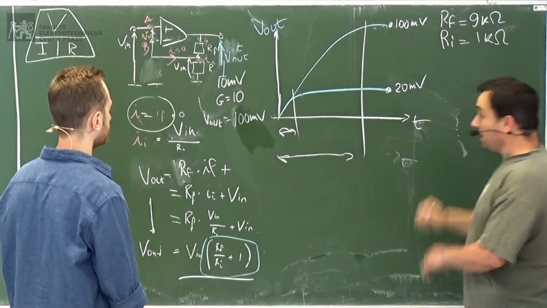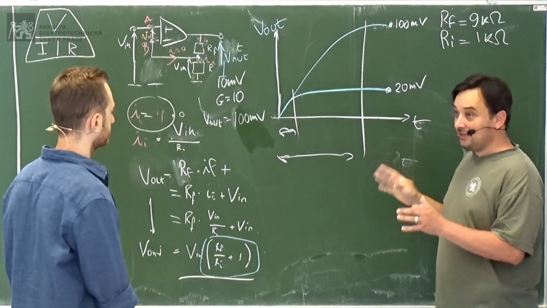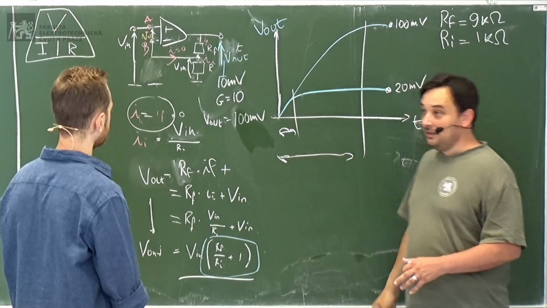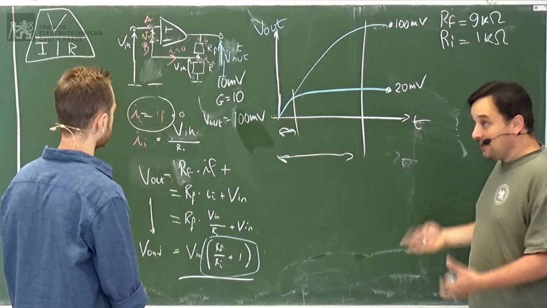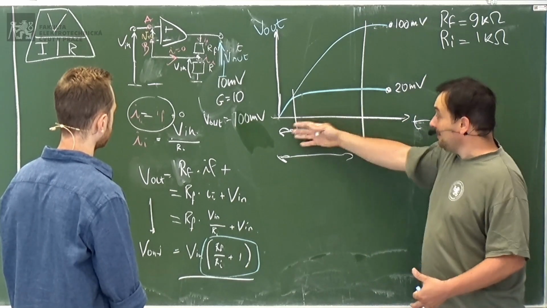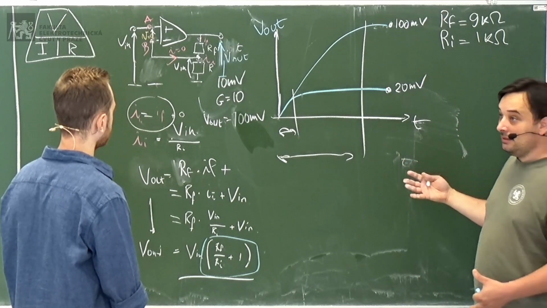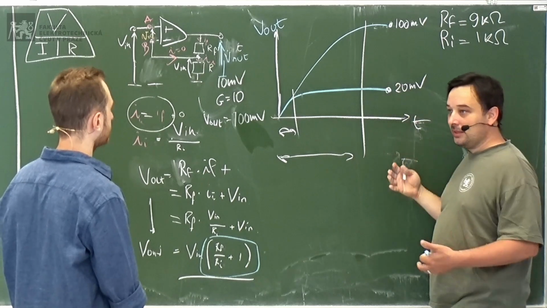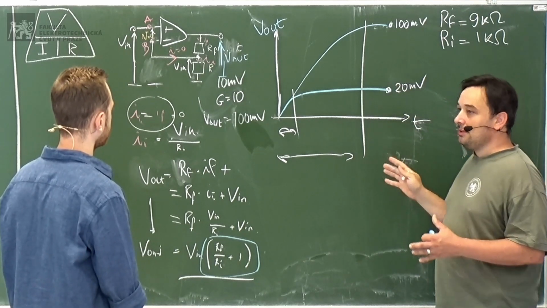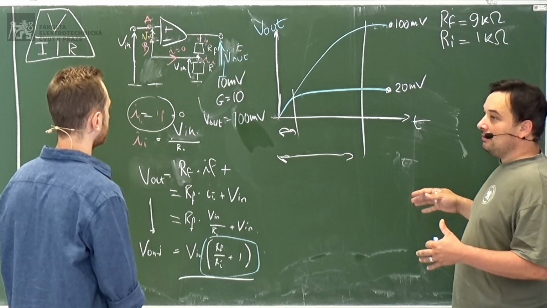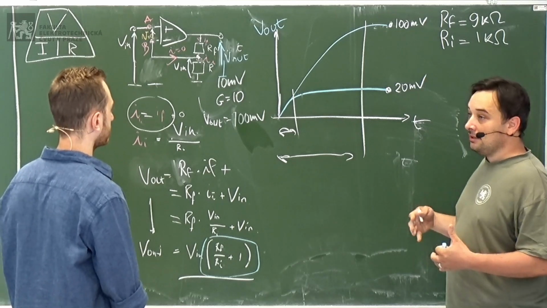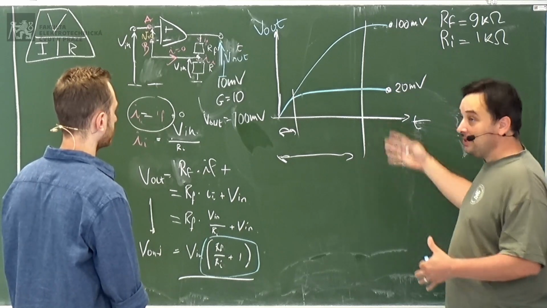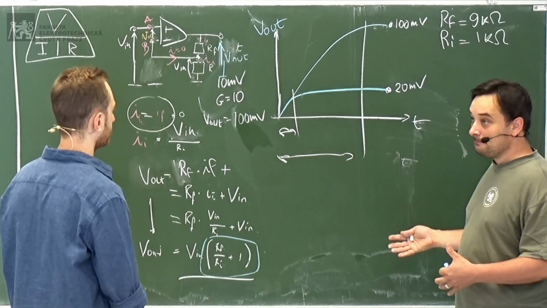So as you see, the input is the same, but you have a different gain. If you increase the gain, then it takes longer to arrive at the equilibrium point. And this is important because it tells you how large your gain can be according to the speed of the signal that you want to amplify.